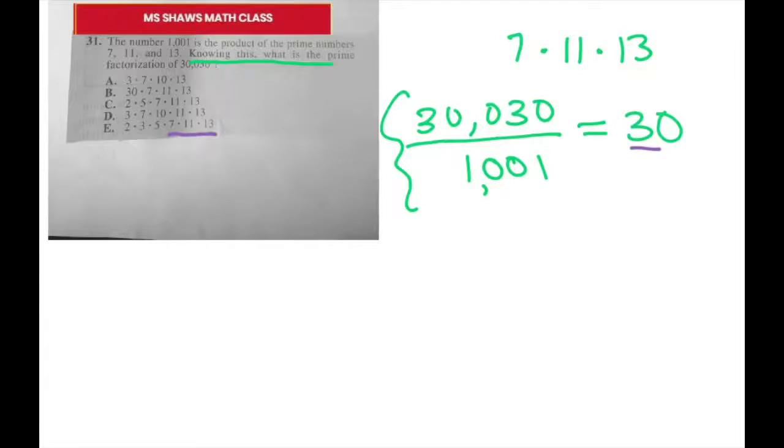This one D doesn't work because 10's not prime. So to break it up, we're going to choose E, because to get 30, we're going to use the prime factorization of 30, which is 2 times 3 times 5. That would be 6 times 5, and that gives you the 30.